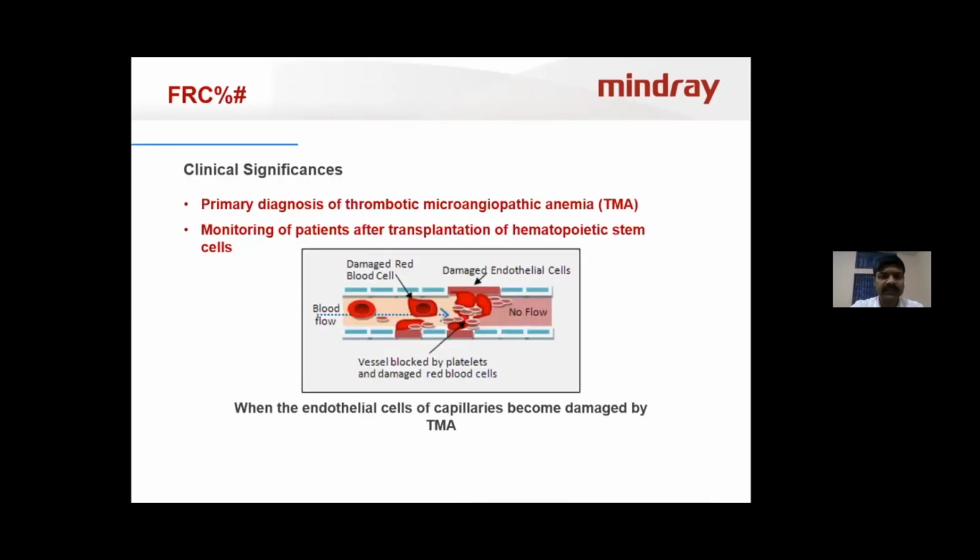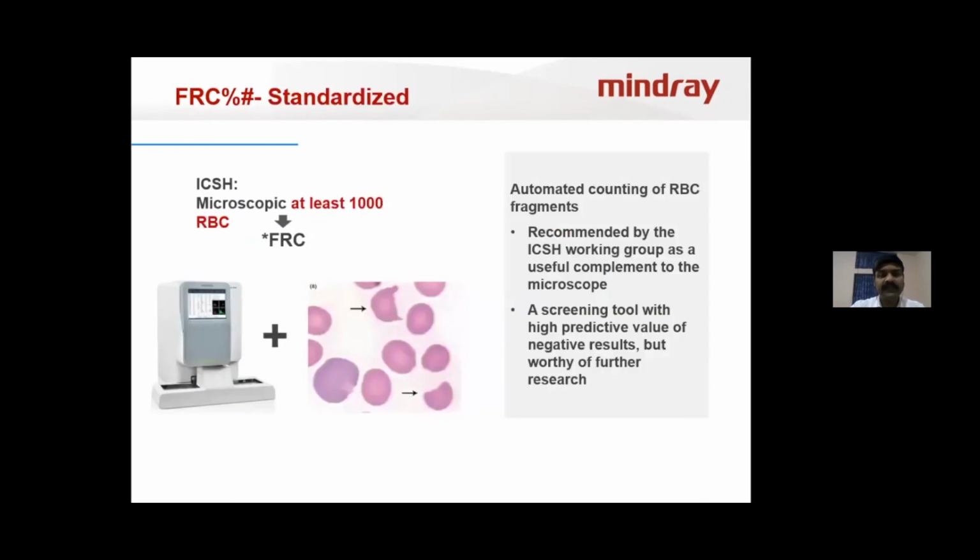So what are the other uses? It can also be used in TMA, where the endothelial cells of capillaries become damaged. So this FRC can be used for identifying TMA also. It can be a screening tool for TMA. Apart from identifying the clinical abnormalities, the ICSH recommended that for identifying and counting fragmented red cells, you have to count at least 1000 RBCs, which is a very tedious job, and which is not standardized across laboratories. By using automated counting for fragmented red cells, your counting becomes standardized, as we are measuring millions of RBCs in each count.